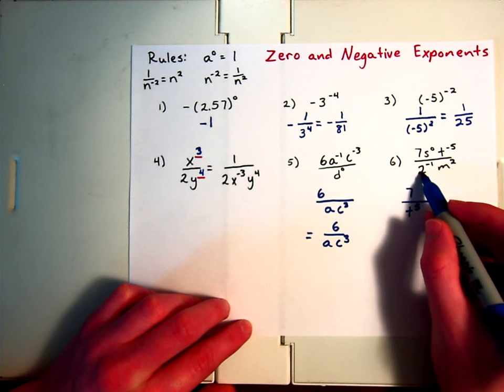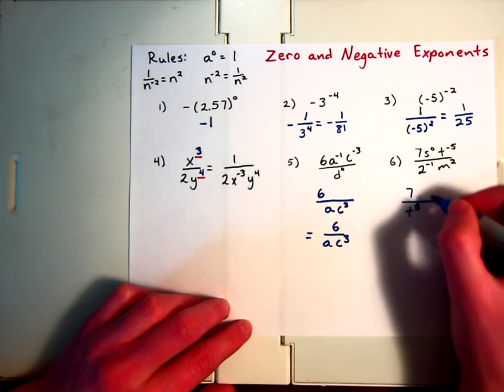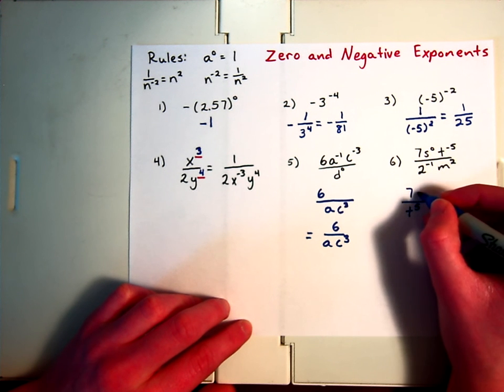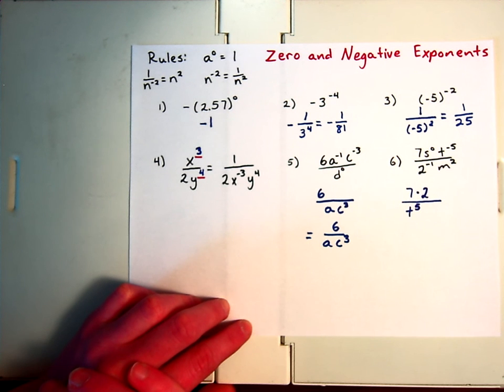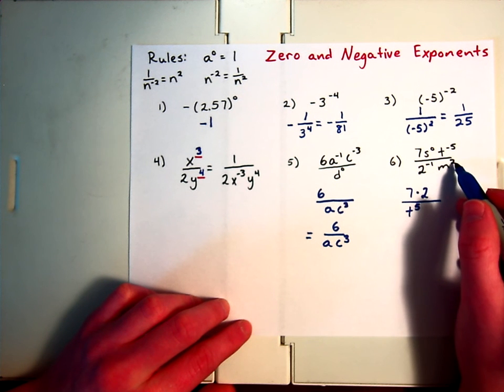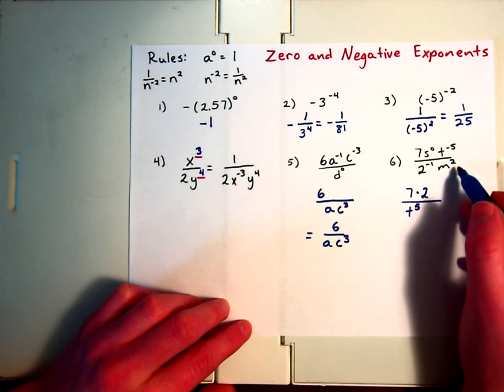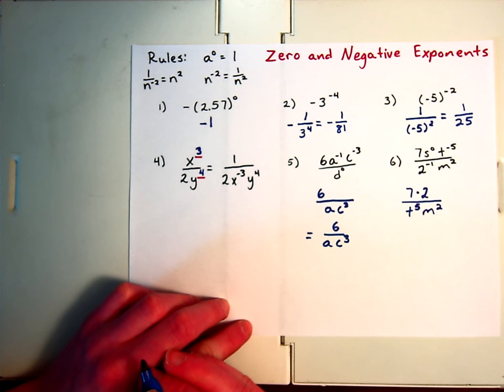I look here and I see 2 to the negative 1st power. Well, what will happen is that needs to move to my numerator, and I'm going to put a multiplication dot here because if I don't, it might look like I'm just writing the number 72, but that is not what it equals. It equals 7 times 2. I need to look at m to the 2nd power. Well, that is a positive exponent, so that remains where it is. That remains in my denominator.